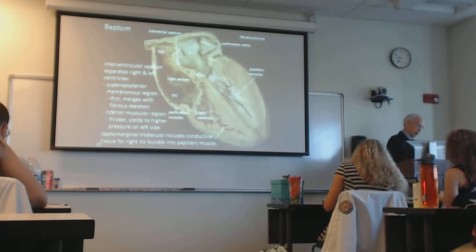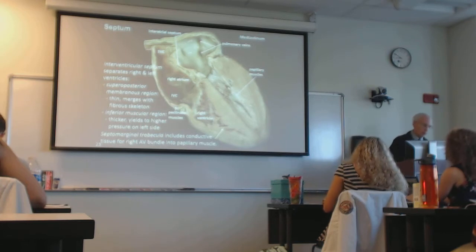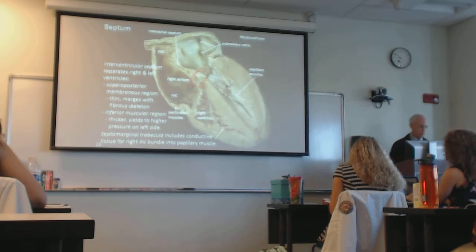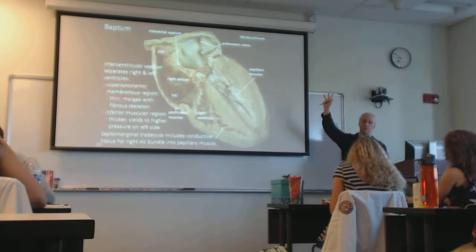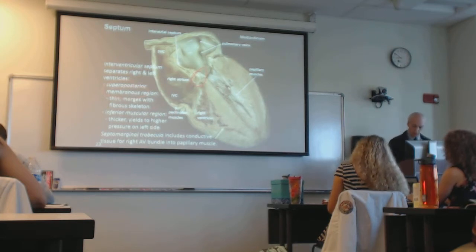The slide here is pointing out the interventricular septum. Just notice that in most individuals, the inferior portion is quite massive and quite muscular, really contributing to the contraction of the left side of the heart. The superior portion of the ventricular septum is called the membranous portion. Yeah, there it is. And it really just folds into the annulus fibrosus and becomes part of the annulus fibrosus.